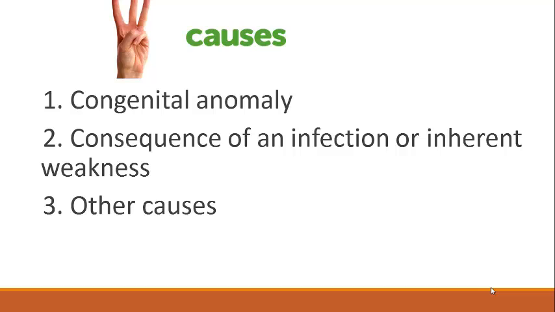2. A disability caused by a disease is a consequence of an infection or inherent weakness. IDEA uses the example of polio or bone tuberculosis, although both conditions are very rare today. A podcast to follow will describe spinal muscular atrophy, a hereditary condition.